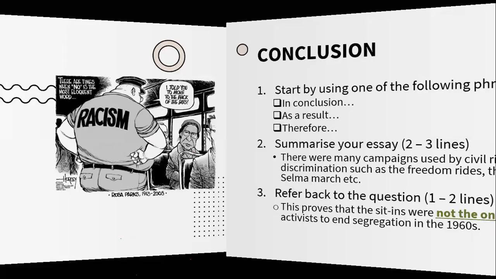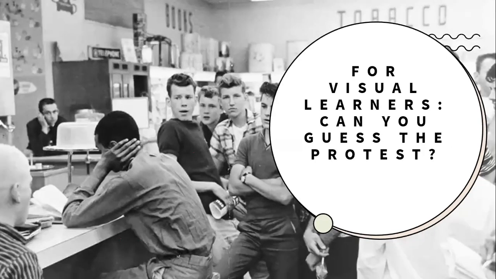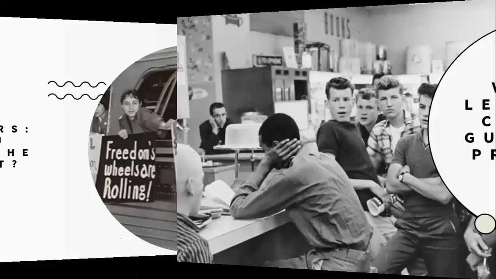Right. So for the visual learners, we are almost done. I'm just going to wrap up really quickly. Can you guess the protest? Here you see a big guy with a message at the back saying racism, a Black lady sitting in the bus, and the guy says, I told you to move to the back of the bus. Bus boycotts. Here we see a guy, his name is actually Diamond Dion, they called him Crazy Dion. And he actually sat at a lunch counter all by himself. You can see the white people are not looking at him very happily. Therefore, this one is the sit-ins.